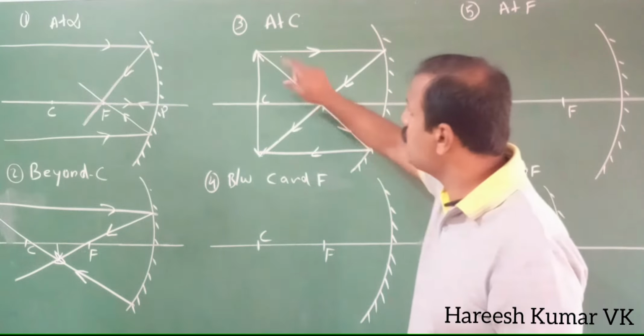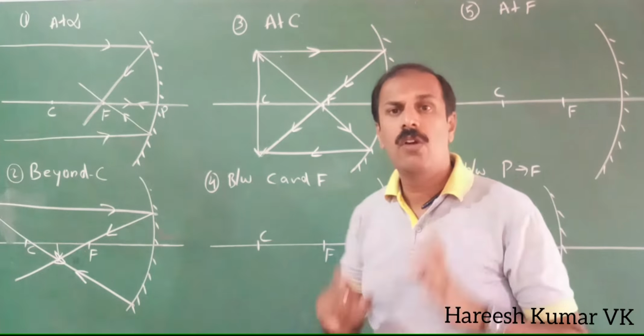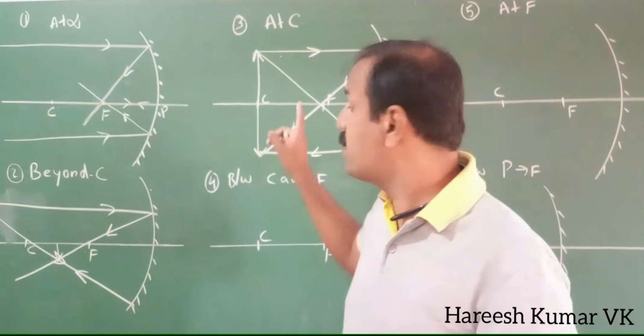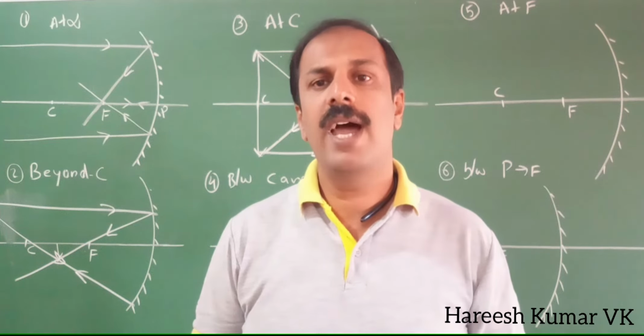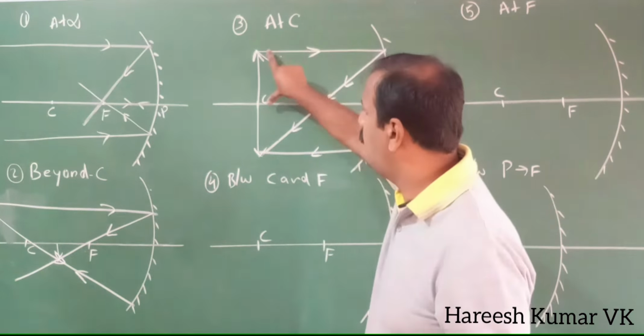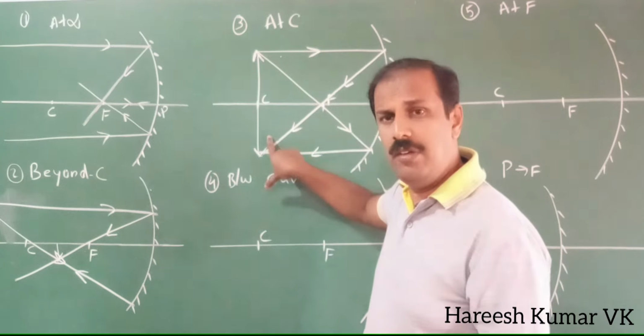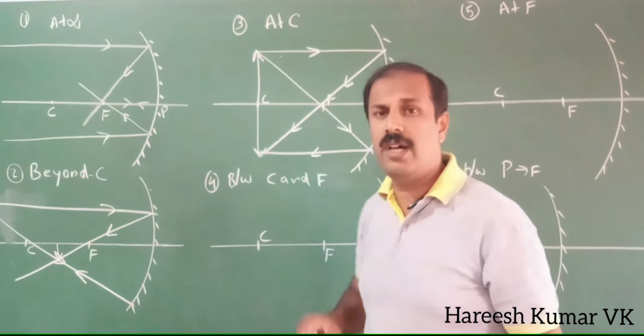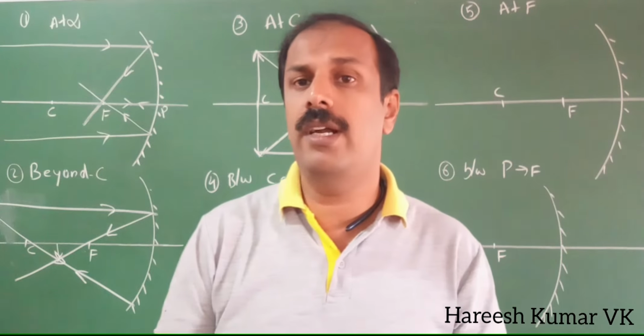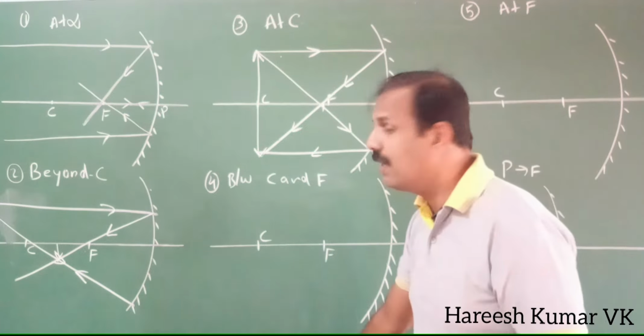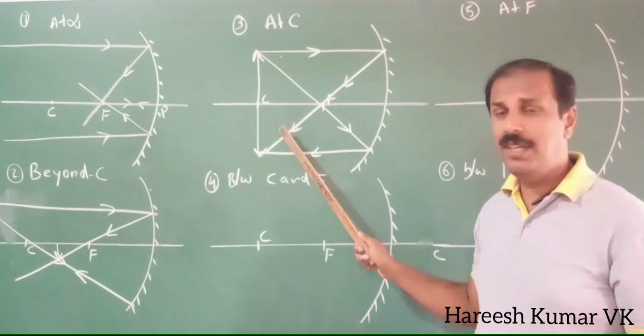The object is at C means the image is also formed at C. So its importance is, you can see the size also is same. When the object is at C, the image is also formed at C itself, but the size is same. Again it is real and inverted. The light is really reaching here. So real and inverted, but the size is same. This point is very important.